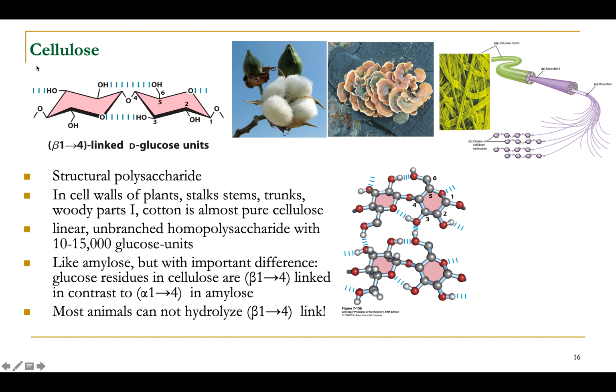An example of polysaccharides with the mechanical support function is another polymer of glucose, cellulose. In cellulose, the glucose residues are linked not by 1 to 4 alpha glycosidic bonds, but by 1 to 4 beta glycosidic bonds. And this minute difference in stereochemistry results in a compound with completely different physical and chemical properties.